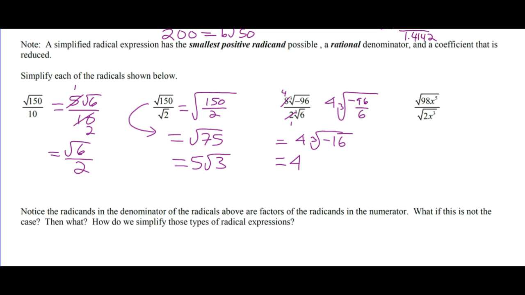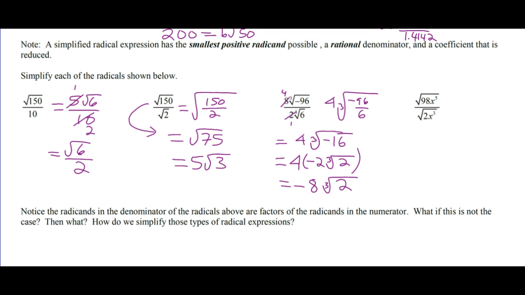Okay, 4. So what comes out from under the radical sign? Negative 2. So it's 4 times negative 2, the cube root of what's left under the radical sign? 2. So we get negative 8 cube root 2. Smallest positive radicand.